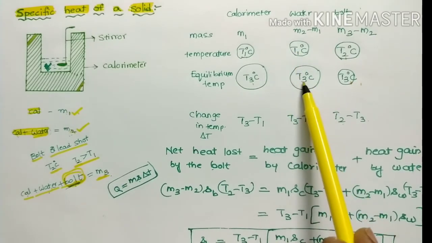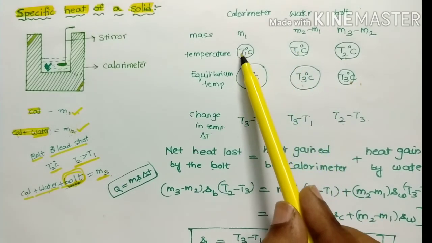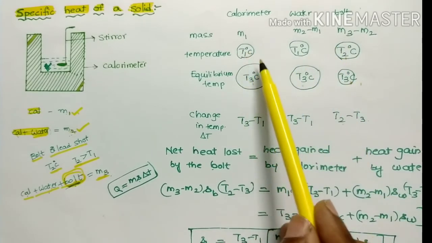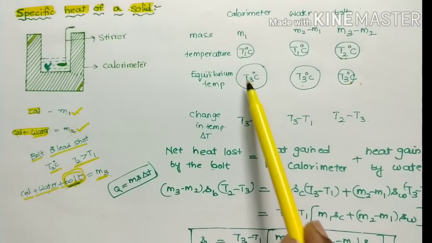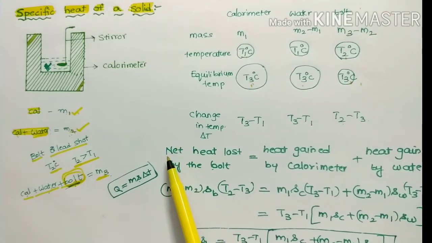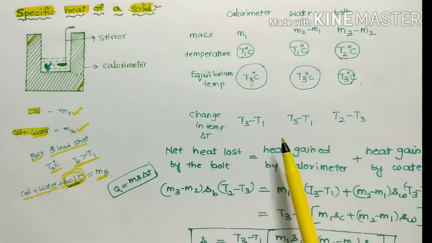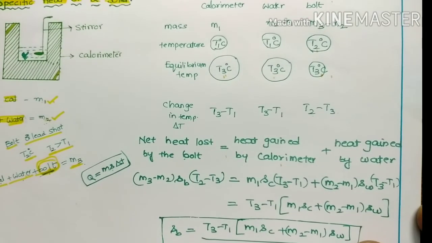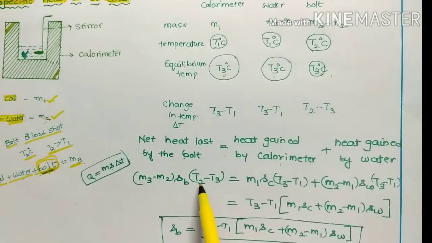T1 is less, so the water gains temperature to attain the final temperature: T1 is less and T3 is more. In the same way, the calorimeter is at a lower temperature than the bolt, so it gains temperature to attain equilibrium; T1 is less than T3. So the principle of the method of mixtures says net heat lost by the bodies is equal to net heat gained by the bodies. Here, net heat lost by the bolt is equal to heat gained by the calorimeter plus heat gained by the water. Heat lost by the bolt is M3 minus M2 into SB into T2 minus T3.